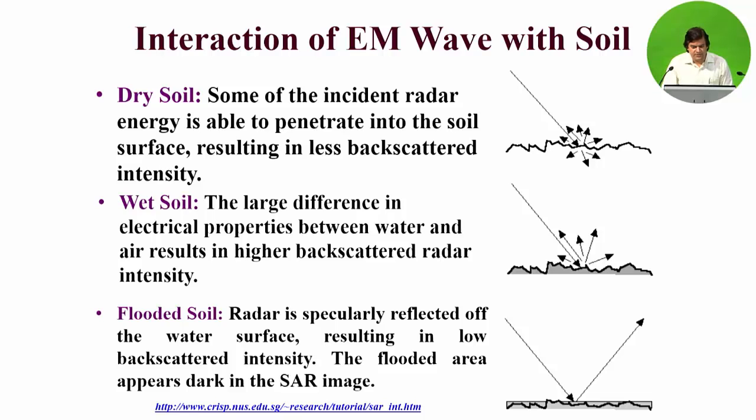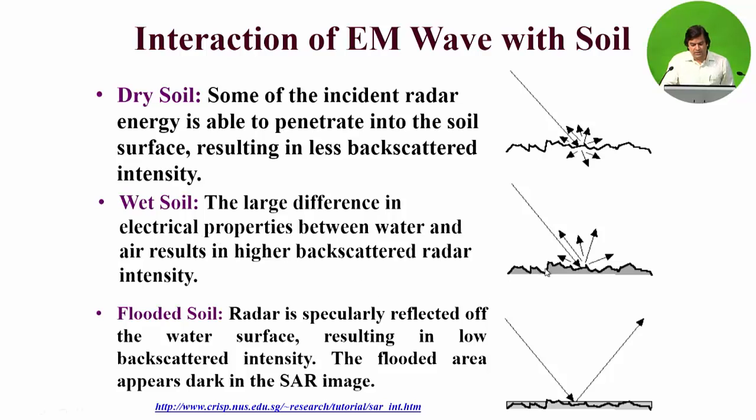When we are talking about the interaction of electromagnetic waves, we can understand it with the example of soil. So the first example is dry soil. In dry soil, moisture content will be less, and when moisture content is less, there will be more penetration. Some of the incident radar energy is able to penetrate into the soil surface, resulting in less backscattered intensity. Due to less moisture and more penetration, there will be less scattering, and finally the SAR sensor will record a very small amount of backscattered energy, because very little scattering will occur from the dry soil.